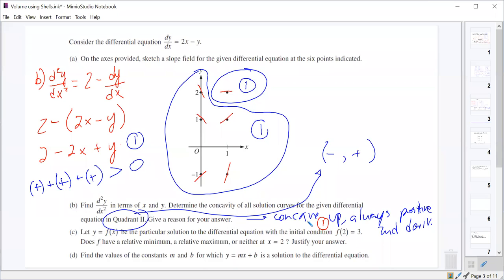You probably don't have to specifically say because x is always negative and y is always positive. I mean, you could just say that in the second quadrant, the second derivative is always positive. Their explanation did use it. They said x is less than 0, y is greater than 0, so 2 minus 2x plus y is greater than 0. But I don't think you have to state that. You just say concave up and it's always positive, and have a little bit of work there to show that you indicated why it's always positive.